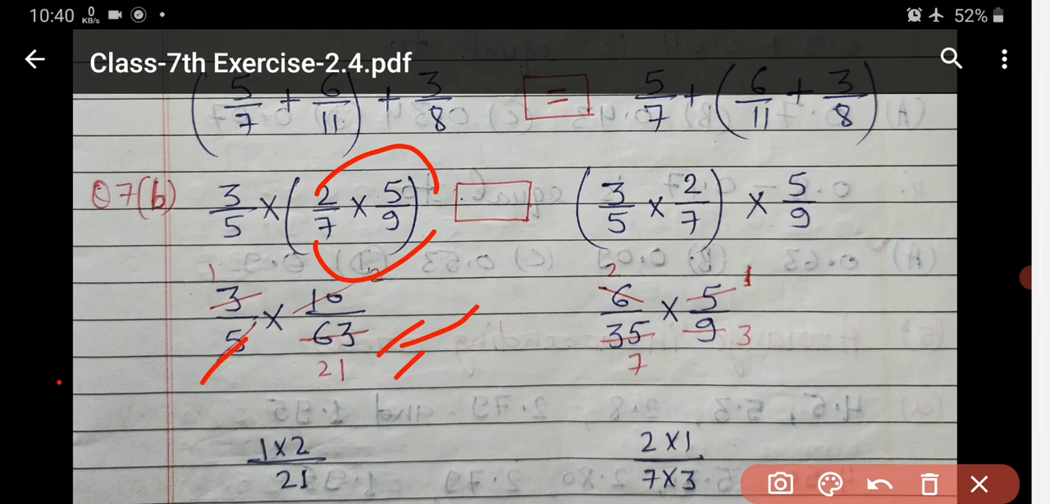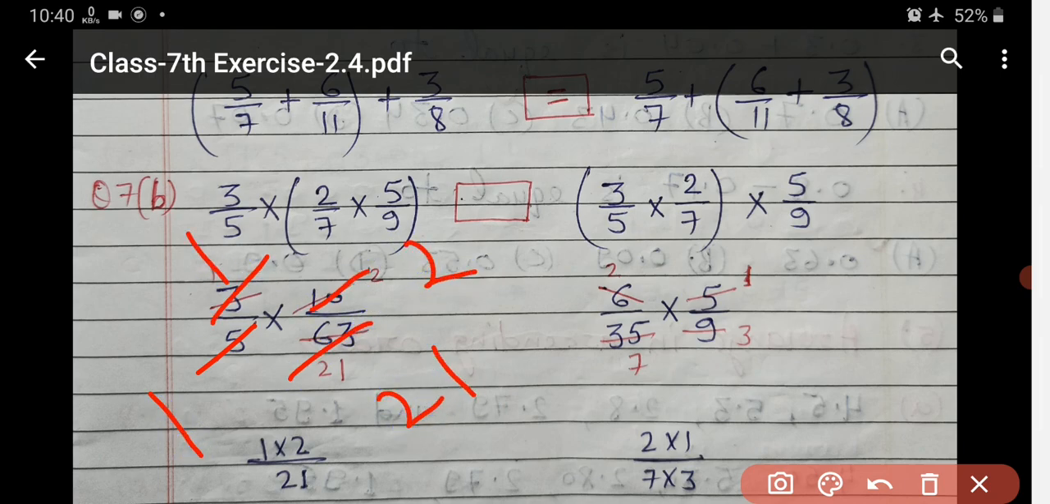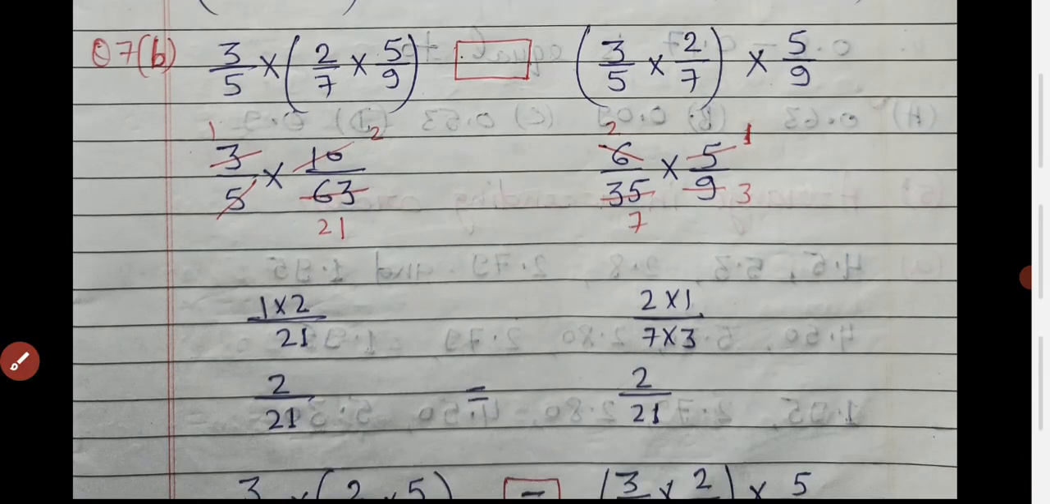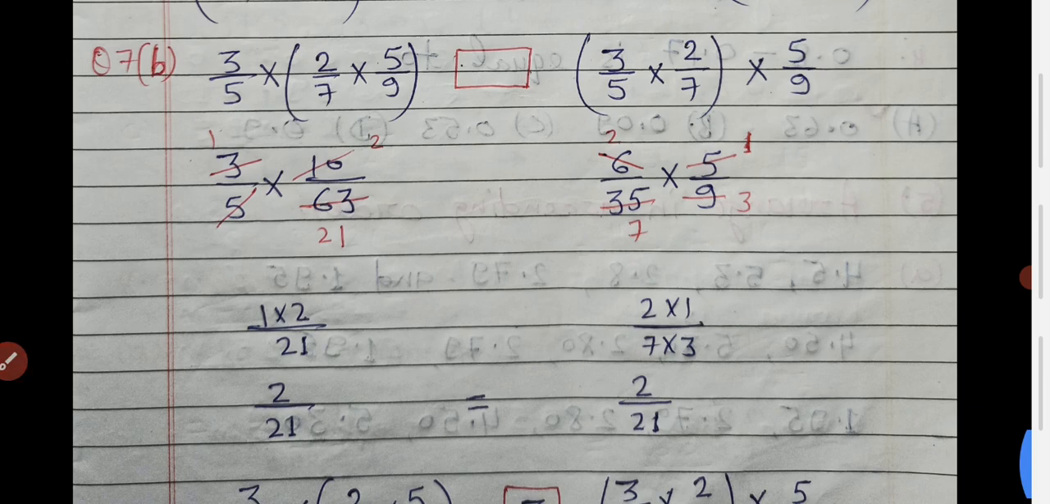Now just solve. 5 1s are 5, 5 2s are 10, 3 1s are 3, 3 2s are 6, 3 1s are 3. So finally you get 2 upon 21. On that side what do you get? 2 upon 21. It is your answer for the first side.